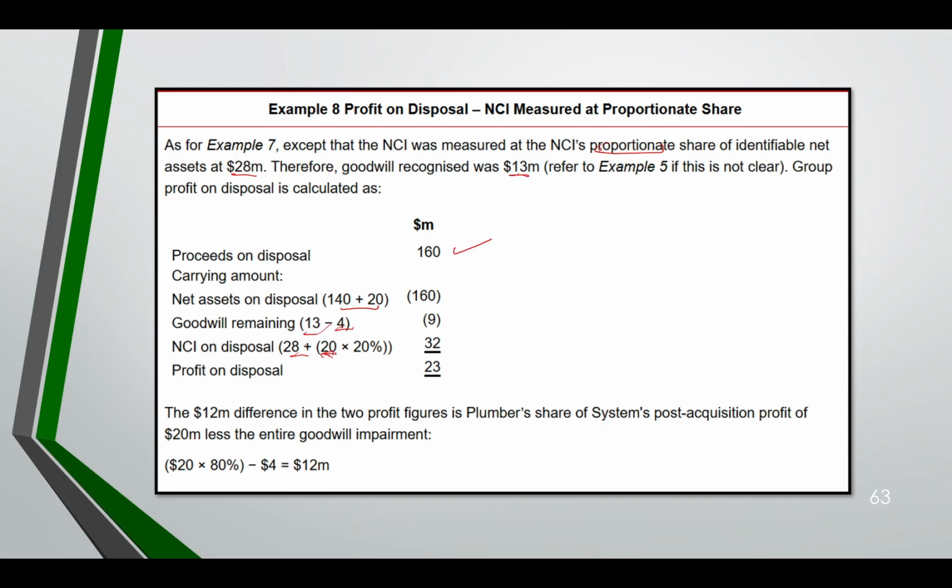Remember, this time we do not deduct the impairment for NCI. Why? NCI is measured at the proportionate method. So no impairment goes to NCI, everything goes to parent. So just the profit 20, and you get the profit. Okay, so if you see, the group profit before was 35, now it is 23. The difference is 12. This 12 million difference is because if you take the parent share 80% of 20 million profit and then deduct the impairment, it is 12. That 12 was not included here in the proportionate method of NCI. That's why that difference.